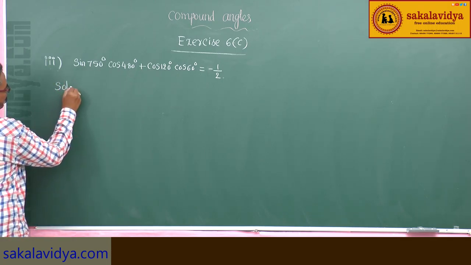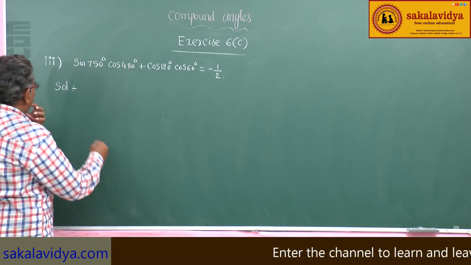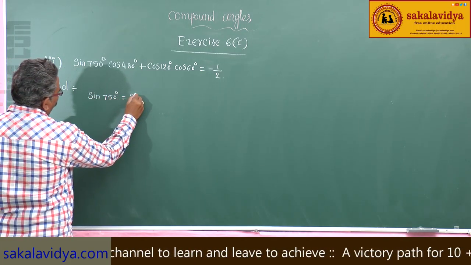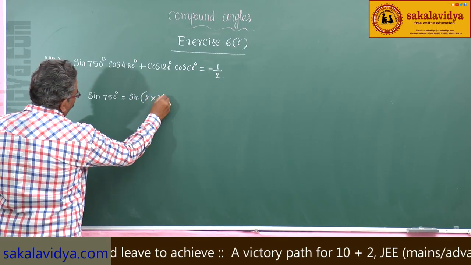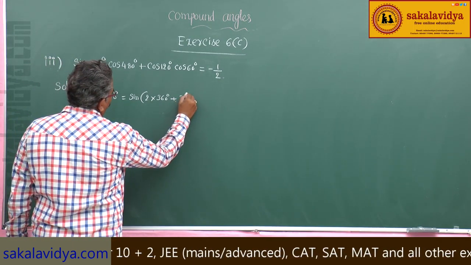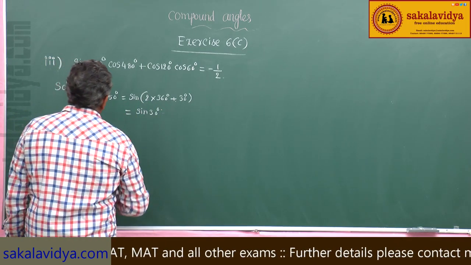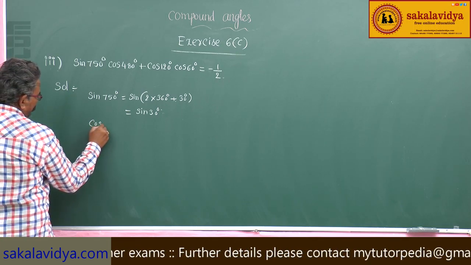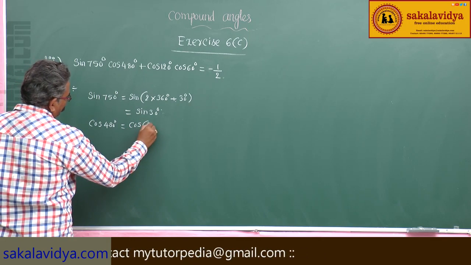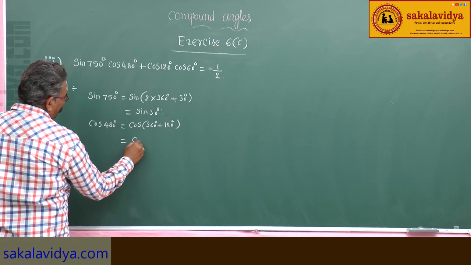First, in this problem, let us change this 750 degrees and 480. Sin 750 degrees is sin of 2 into 360 degrees plus 30. This is sin 30. This is cos 480 degrees, which is cos of 360 plus 120. This can be written as cos 120.